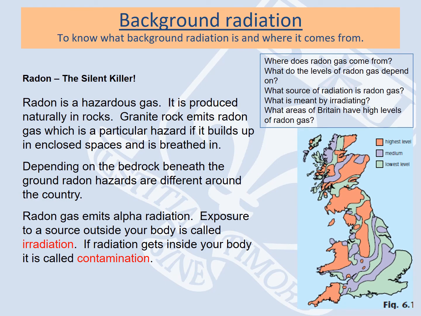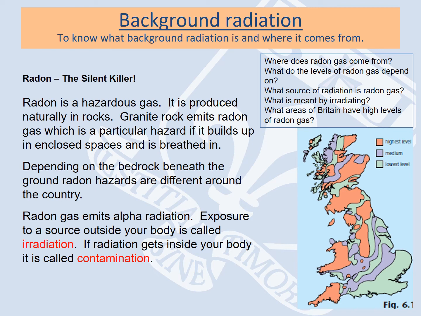If 50% of our background radiation comes from radon, we need to know what it is. Radon is a gas that is found naturally in rocks. Granite rock emits radon gas, which is found in the bedrock, the rocks and soil beneath our feet. It's not a particular danger in the environment, but potentially could be in enclosed spaces or if you breathe it in.